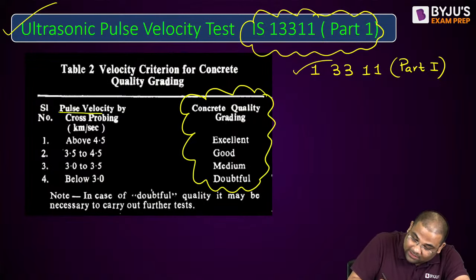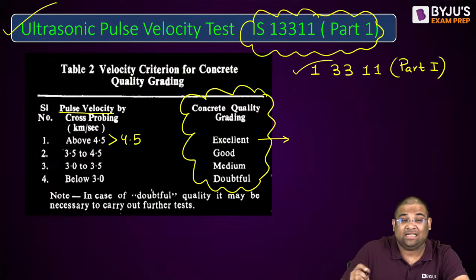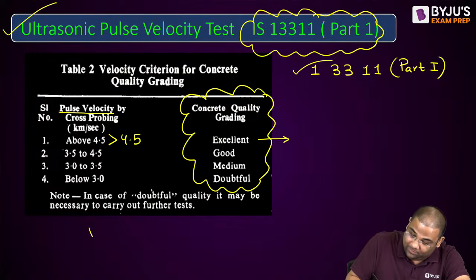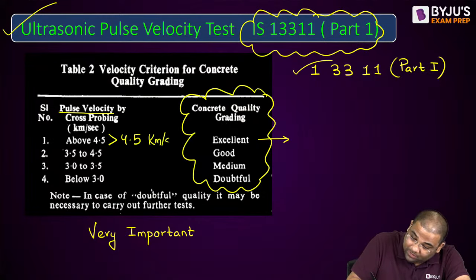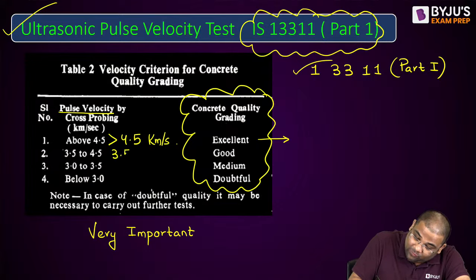As I discussed, if the pulse velocity is above 4.5, greater than 4.5, then it is regarded as excellent quality. And this is a very important slide. Questions can be asked from here. So if it is more than 4.5 kilometer per second, then it is excellent. If it is 3.5 to 4.5, it is considered good.